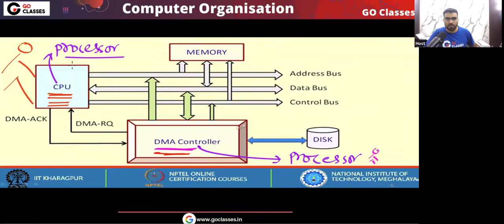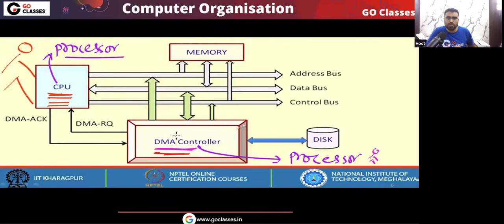Let me tell you. When the CPU is the master of the system bus, it means the CPU has control of the system bus. The CPU can use the system bus. Then remember, the DMA controller is electrically disconnected from the system bus. In simple words, the DMA controller cannot use the system bus. And remember, when the DMA controller is accessing the system bus, then the CPU is disconnected from the system bus.